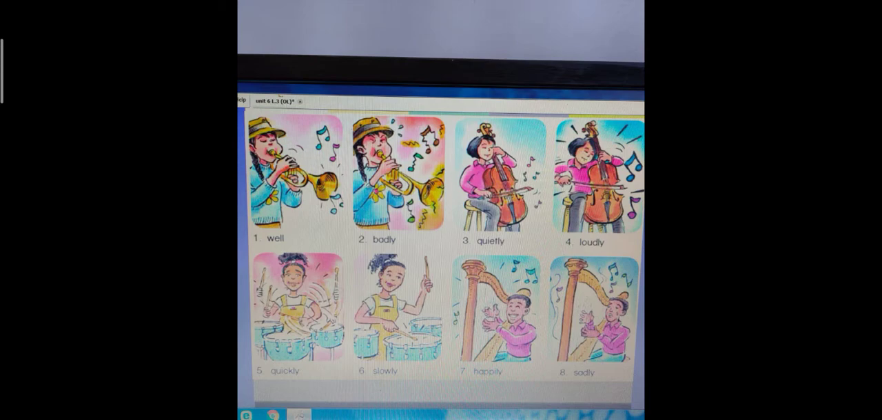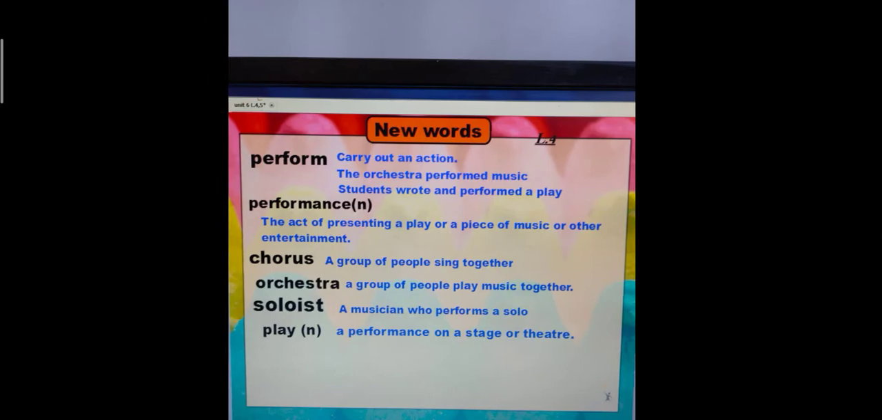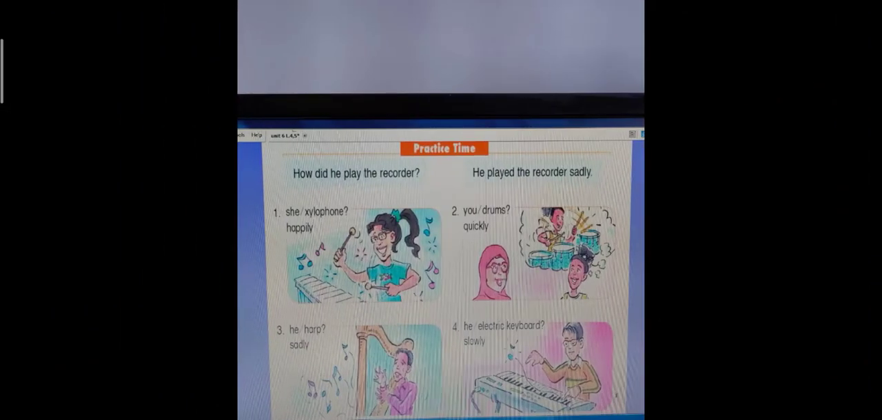She plays a flute well. Number 2, badly. Number 3, quietly. 4, loudly. 5, quickly. 6, slowly, happily, sadly. And here we also have, how did he play the recorder?